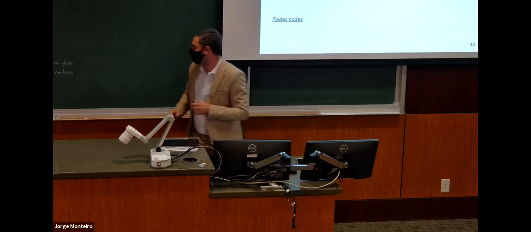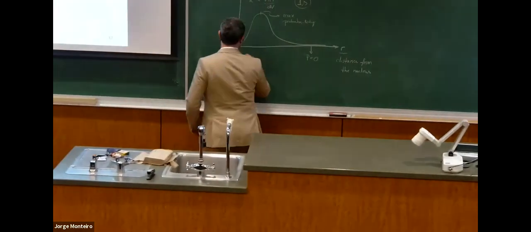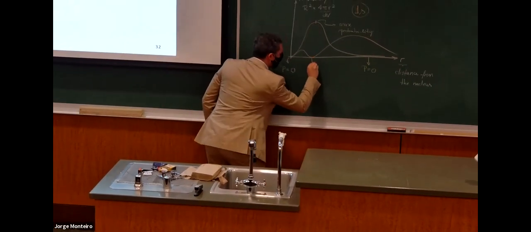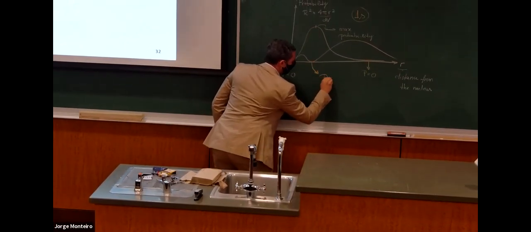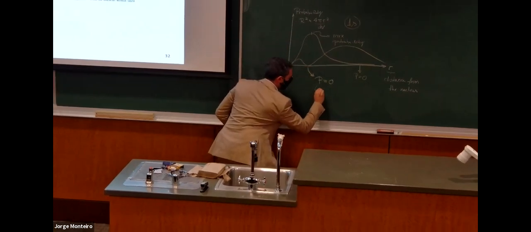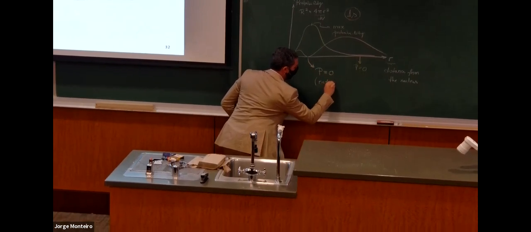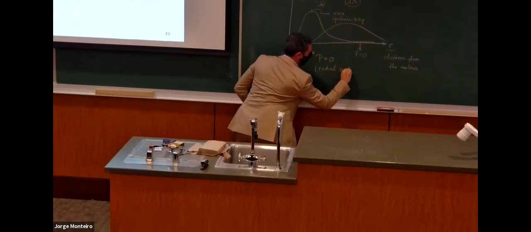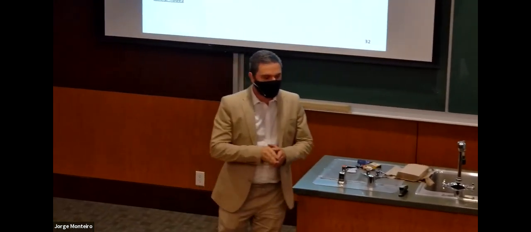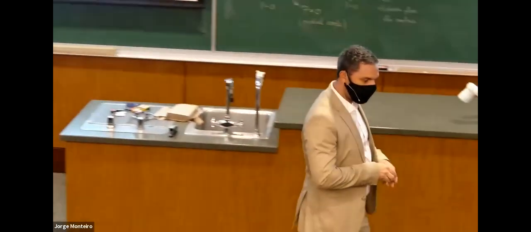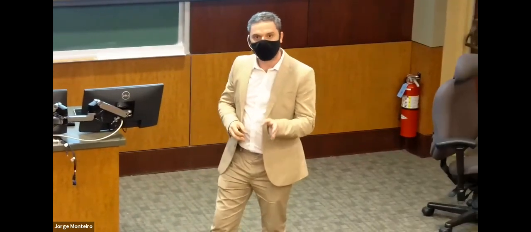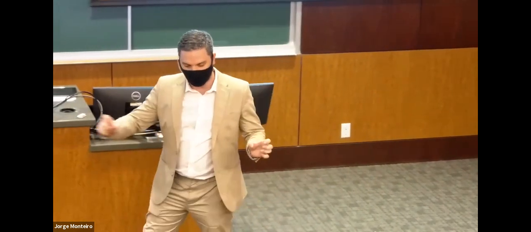So this point where you have 0 probability, this point right here, this is called a radial node. Okay, so radial nodes are additional points where the probability is 0, and those points are always in between 0 and infinity.